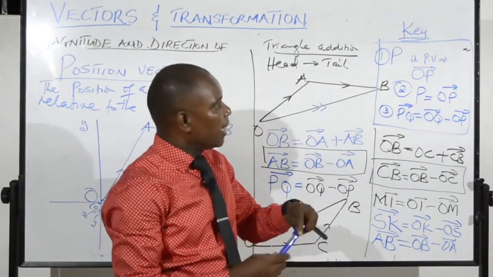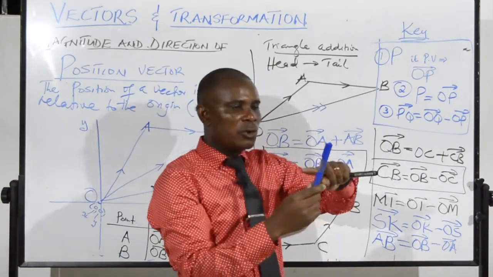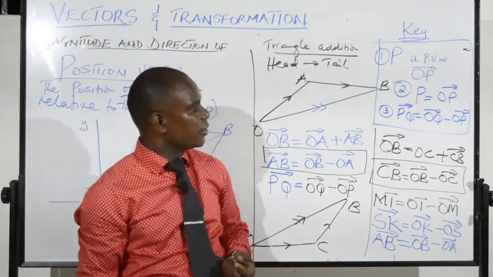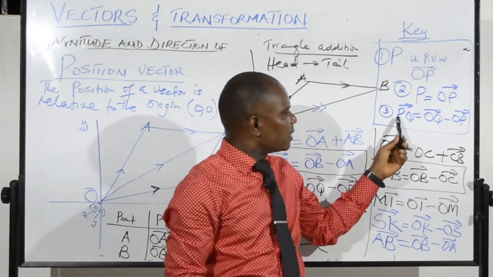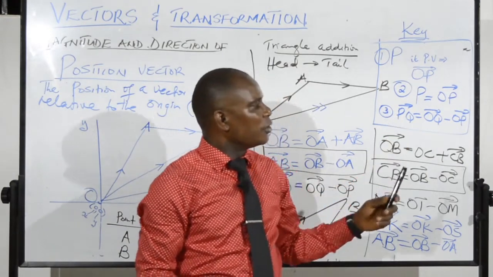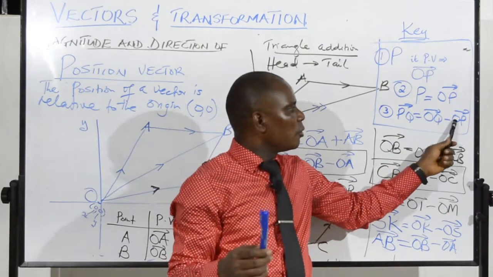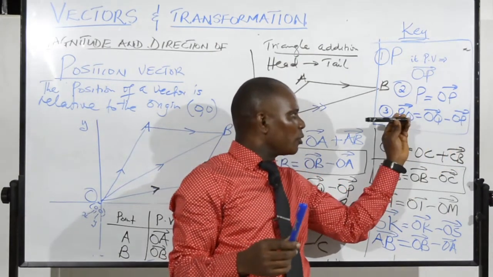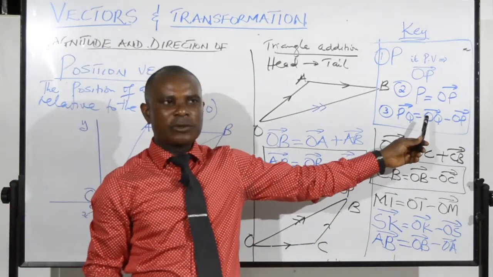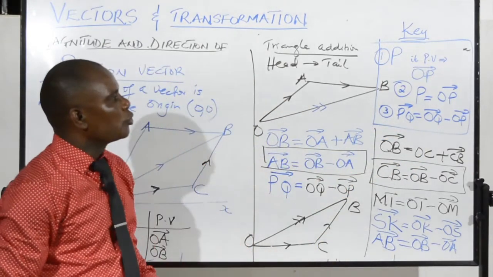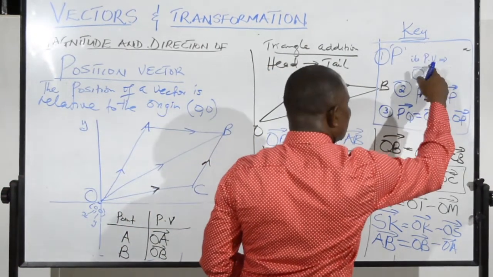Watch out. I said that if the vector is P, then its position vector is OP, because it's always relative to the origin, and P must be equal to OP. And if the vector is PQ, then its position vector is OQ minus OP. I'll take it from the back. From this analysis, you'll know how I got to those three simple points.